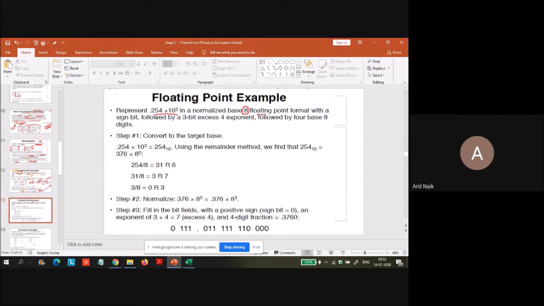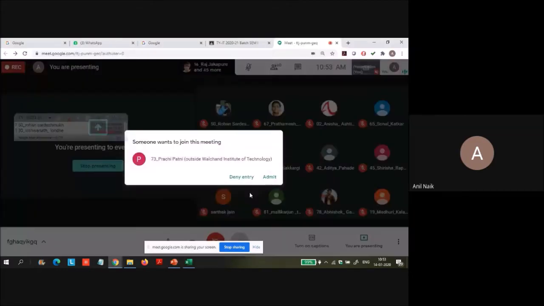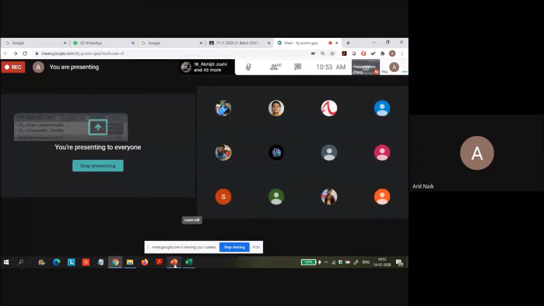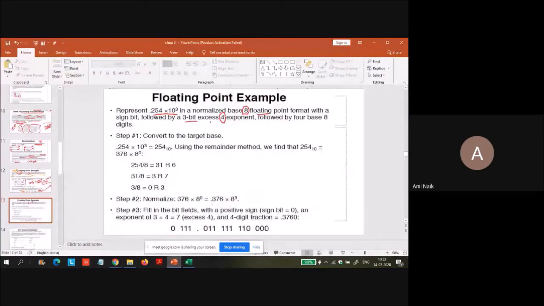Normalized base 8 floating point format with a sign bit followed by a 3-bit excess 4 exponent. Excess 4 means you need to add 4. Excess 4 exponent followed by 4 base 8 digits. 4 base 8 octal digits, that is the mantissa part.